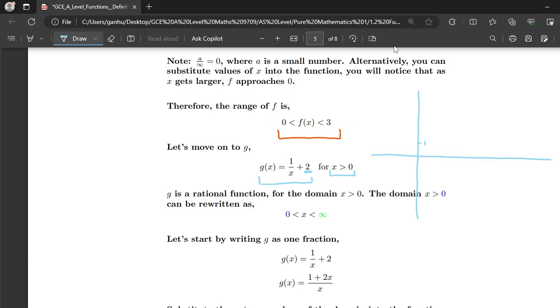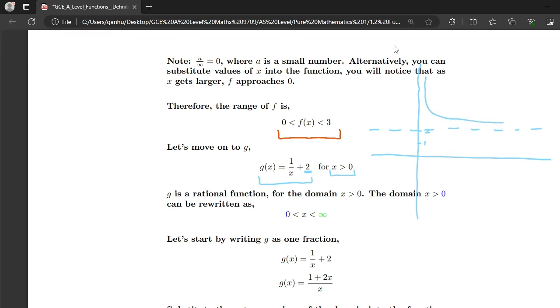If we label 1, 2, we're going to draw a dotted line here. And now you're drawing the exact same graph, but now it has been shifted up by 2 units. And remember that we don't need to draw this side of the graph because x is greater than 0. So we only want when x is greater than 0.